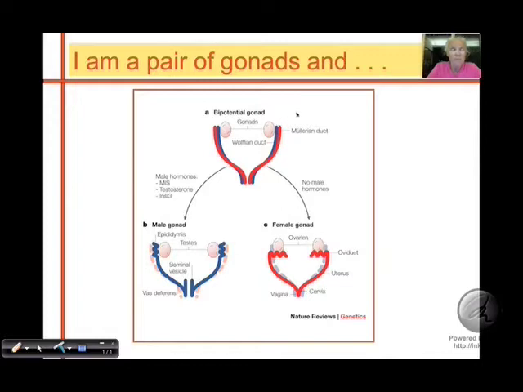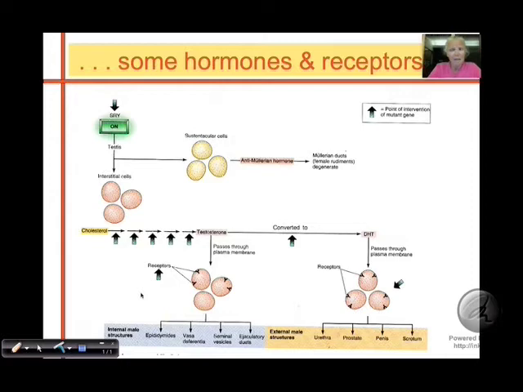But under the influence of that SRY gene, the gonads begin to develop into testes. And if that gene is absent, they develop into ovaries and all of the other plumbing that gets associated with it. Well, I am certainly my biology, depending on whether I get testes or ovaries. And along with the testes come certain hormones and receptors.